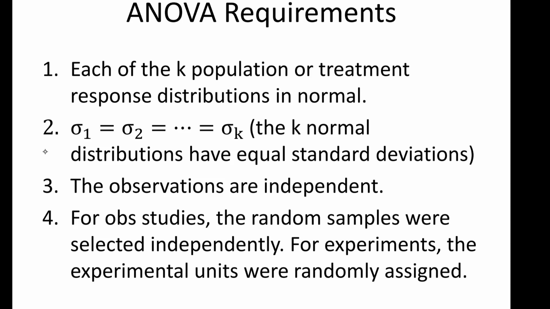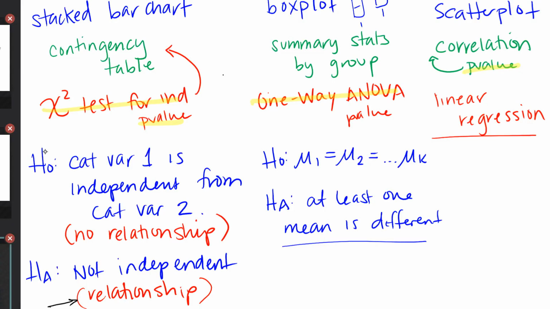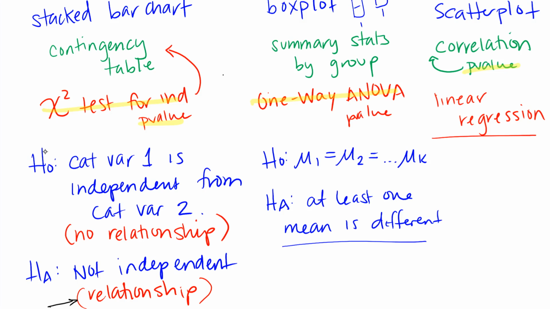They did say that each of the response distributions is normal, which would either mean that we have true normality or our sample size is large enough. We need to have equal standard deviations. Observations are independent. And then we have, there we go, we either need to select our random samples independently or randomly assign if we're in an experiment. So there's a bunch of requirements here that you would have to meet before you could use a one-way ANOVA.